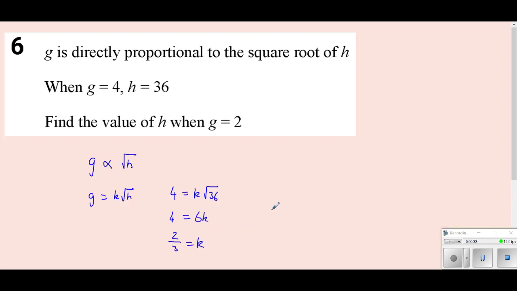We now have our constant of proportionality, so we can rewrite our original formula there. So G equals 2/3 root H. So if G equals 2, so we've got 2 equals 2/3 root H. Multiplied by 3 is 6, divided by 2 is 3, so 3 equals root H. Square both sides, so 9 equals H.